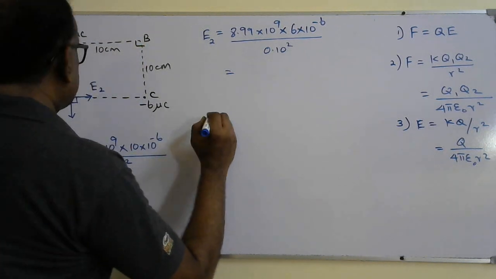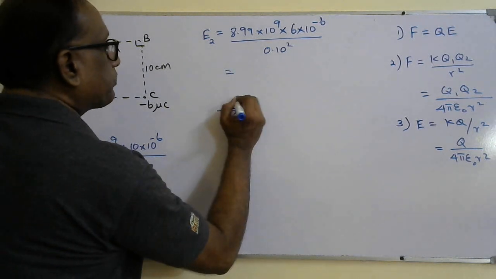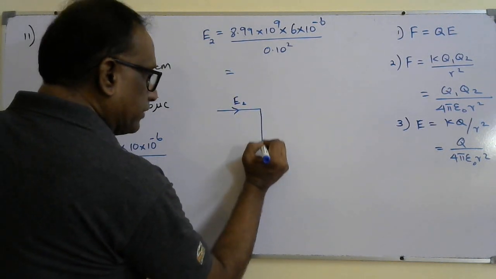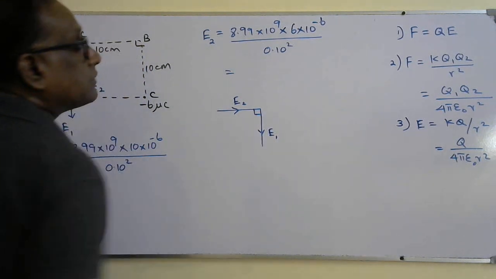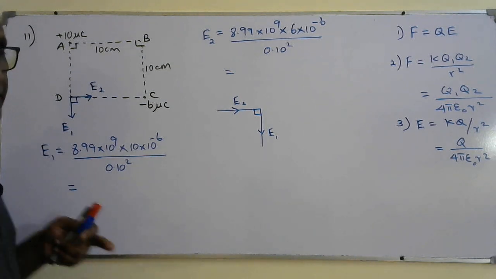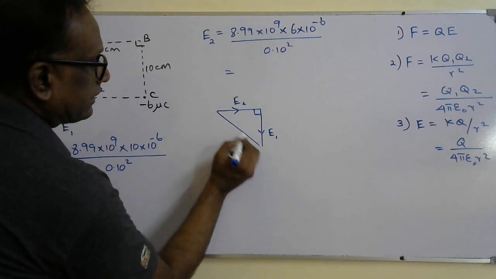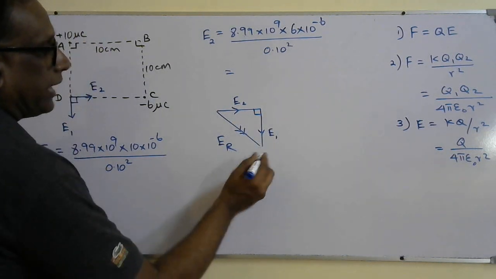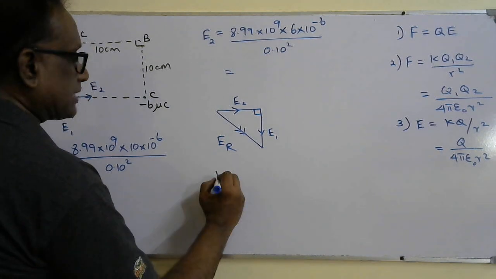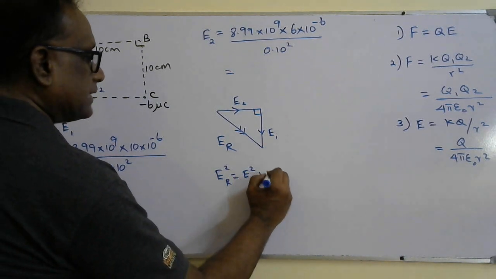So use the Pythagoras theorem. You know the E2 in this direction, you found it from here. You know the E1, that is this direction. Among them they are 90 degrees. So, unit 1, vectors, how to find the resultant: you can use Pythagoras theorem. The resultant vector will be in this direction, ER. ER squared is equal to E1 squared plus E2 squared.